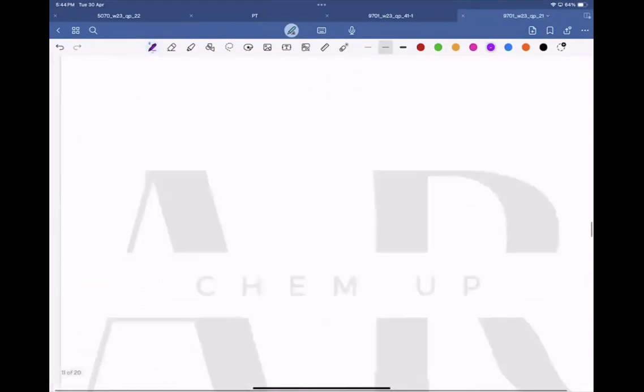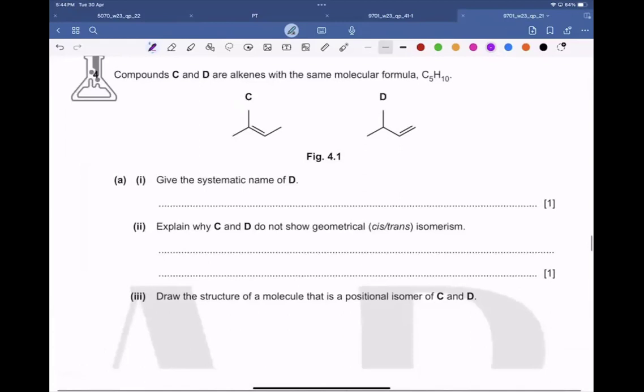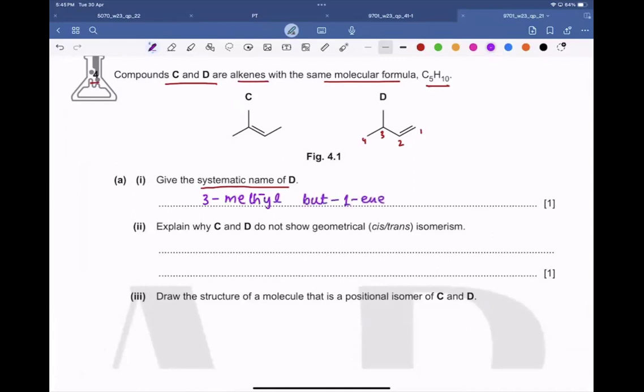Okay. Now we have question number 4. Compounds C and D are alkenes with the same molecular formula C5H10. Give the systematic name of compound D. So it's carbon 1, 2, 3, 4, right? We start numbering from the end of the chain where the functional group is closest. So the alkene is closest. So the third carbon has a branch of one carbon. So it is going to be 3-methylbut-1-ene. Is this clear?